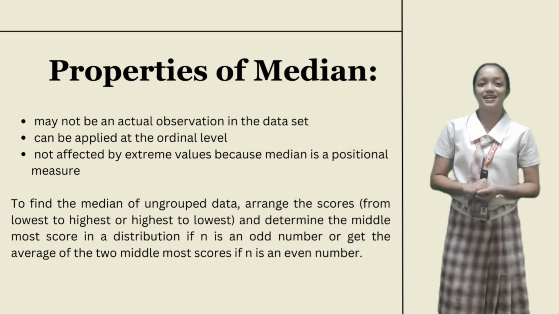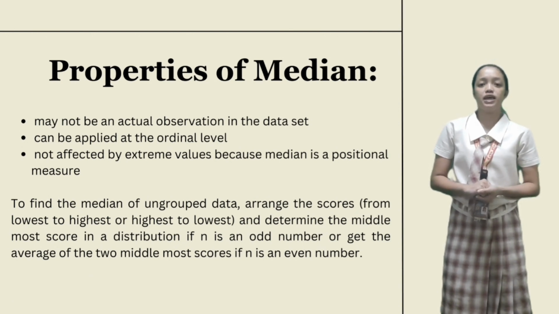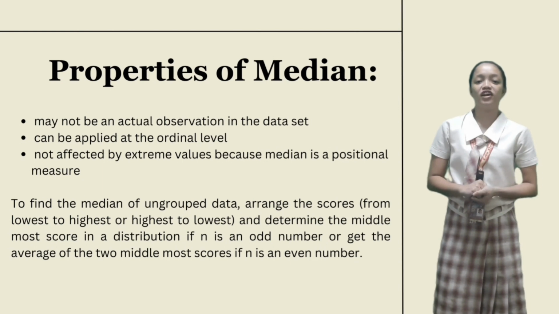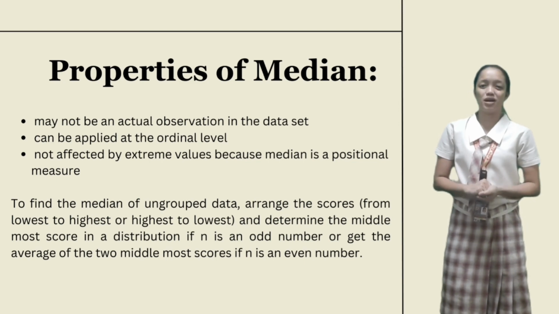Now let's take a look at the properties of the median. That includes, first, it may not be an actual observation in the dataset. B. It can be applied at the ordinal level. C. It is not affected by extreme values because the median is a positional measure.